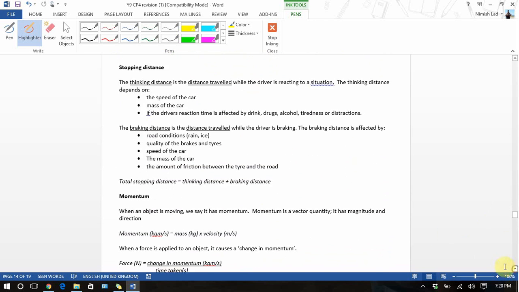Okay, we'll now move on to stopping distances. The thinking distance is the distance travelled while a driver is reacting to the situation. So in other words, it's to do with the reaction time. That's to do with the speed of the car. The driver's reaction time can be affected by drink, drugs, alcohol, tiredness, or distractions.